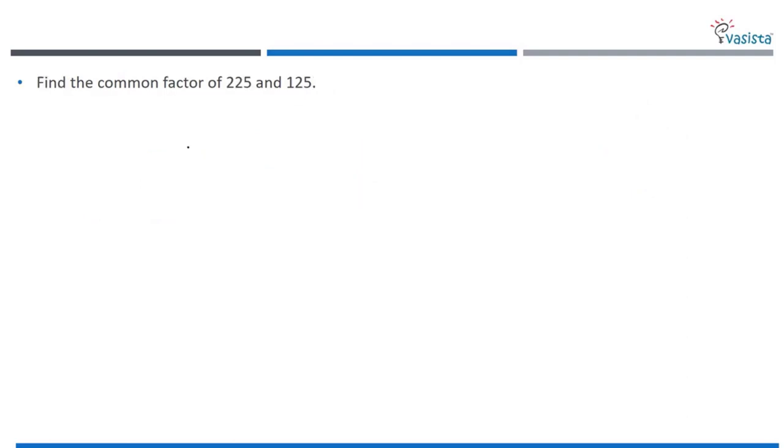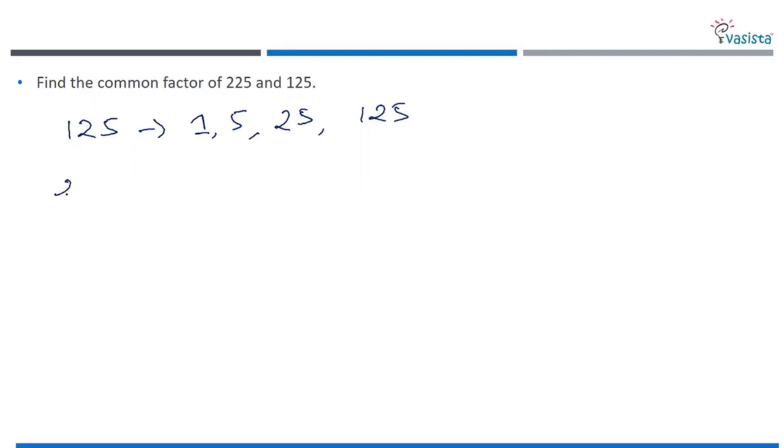Let us go with one more problem, that is 225 and 125. Let me go with 125 first. 1, right? Then 5, right? Then 15 is not possible. 25, right? So now what happens here? 75 is not possible, 100 is also not possible, then 125. The factors of 125 are 1, 5, 25, 125.